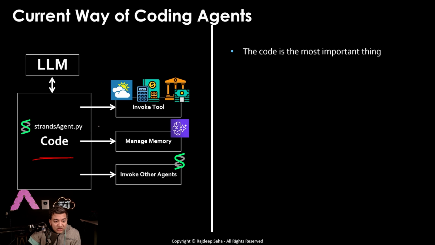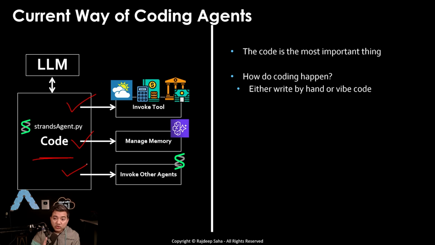Because this code is the one which is connecting to the tool, invoking the tool, managing the memory, or invoking other agents. And how does coding happen today? Either you write it by hand or you vibe code. But even when you vibe code, you need to read it, right? So if you are someone who does not know coding, you can vibe code, but it's very difficult to create something amazing if you cannot even read what the agent actually created.